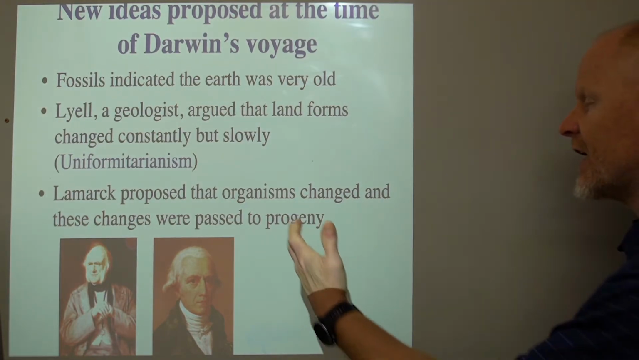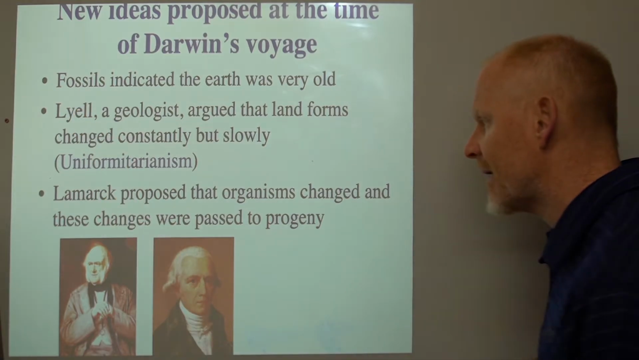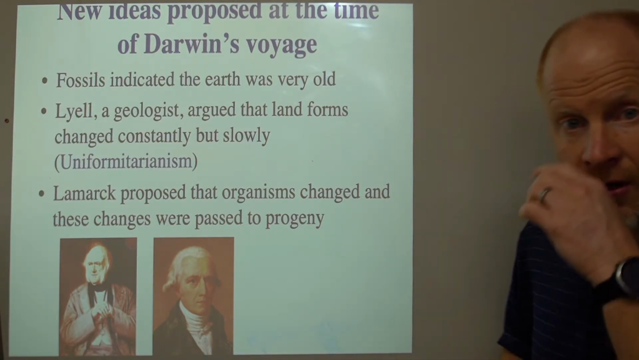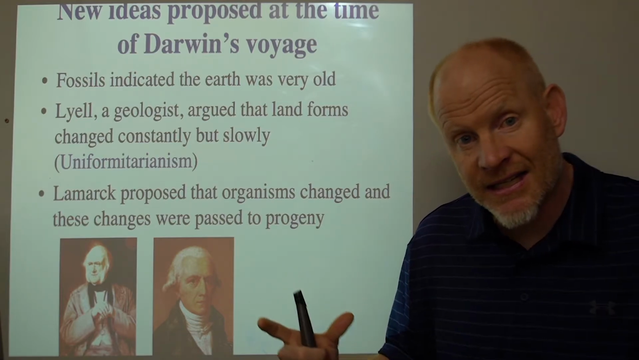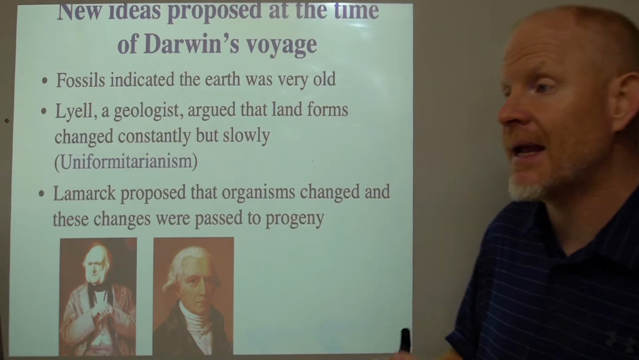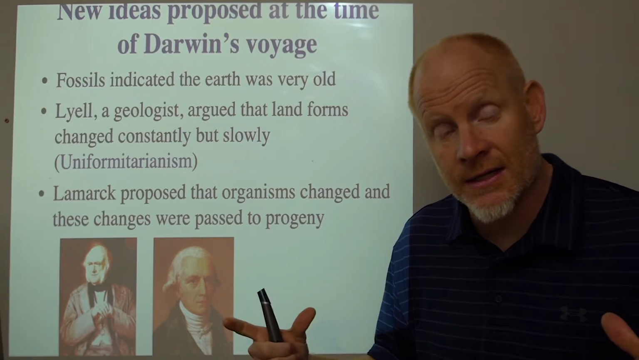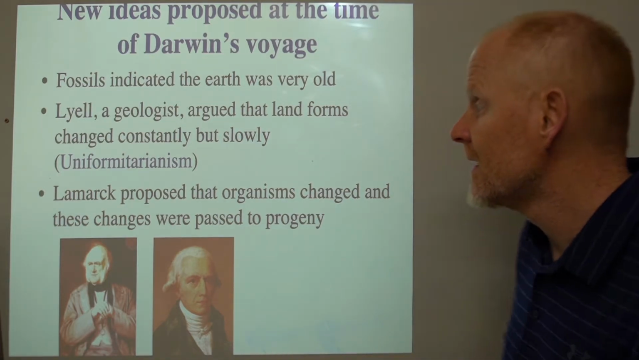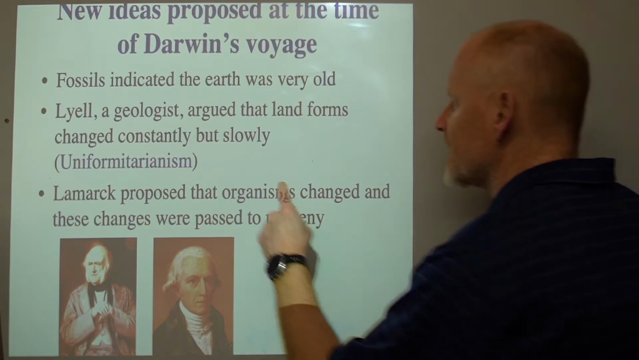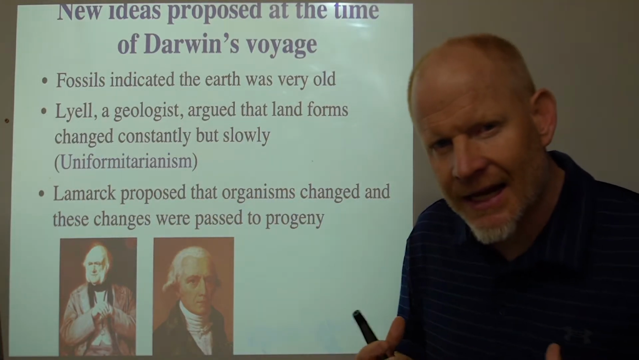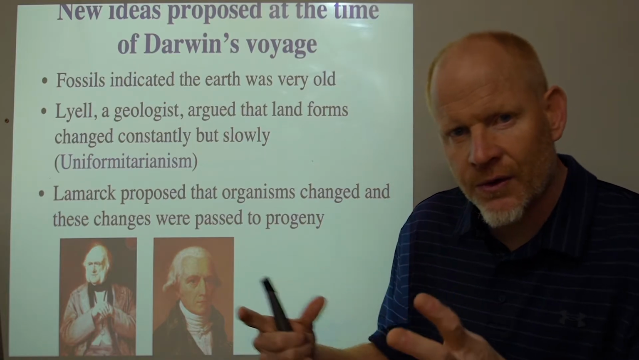Lyell was a geologist. He read a lot and actually met him. He argued that the land changed constantly and slowly. He's talking about planet Earth, plate tectonics, geology, that the planet has changed constantly over its 4.5 billion years. And he called this uniformitarianism. And this slow change Darwin really liked. And he thought about species changing slowly over time.